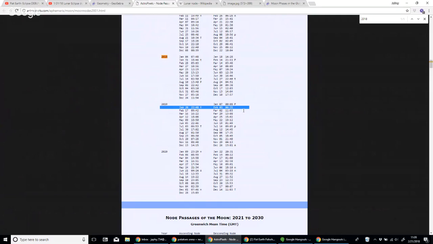Beginning of 2019, there will be another total lunar eclipse during the ascending node. And this means that observers in the northern hemisphere will see the shadow start from the top down, and observers in the southern hemisphere will see the shadow begin from the bottom up.